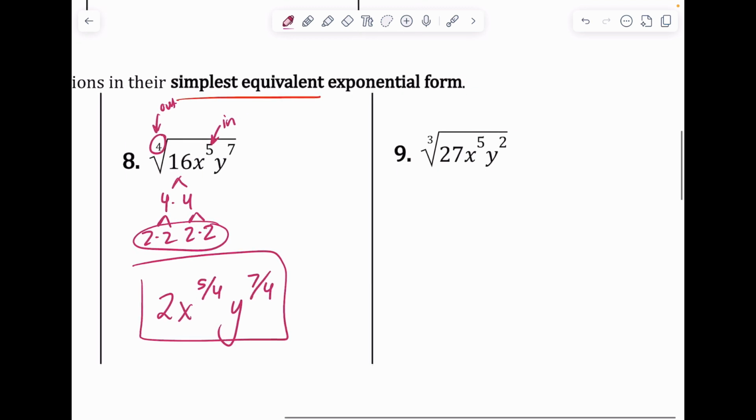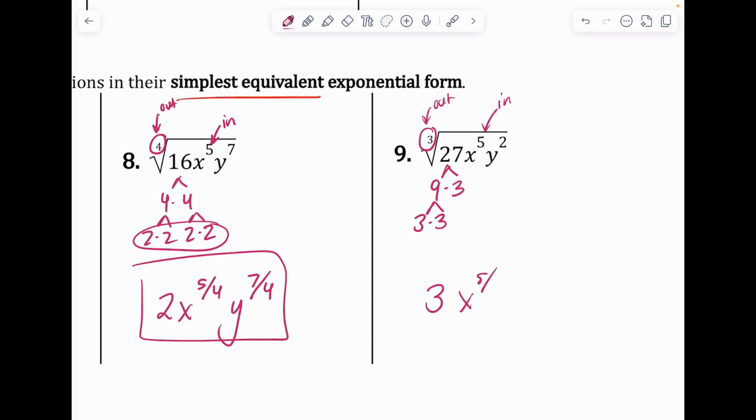Number 9. I need to think of what number repeats 3 times when I think of 27. I have 9 and 3, and if I keep breaking it up, I have 3 and 3. So this is 3, x has an exponent of 5, so this was in, this was out. 5 over 3, and again, that 5 is my exponent, 3 is my root. Y to the power of 2 over my root 3.